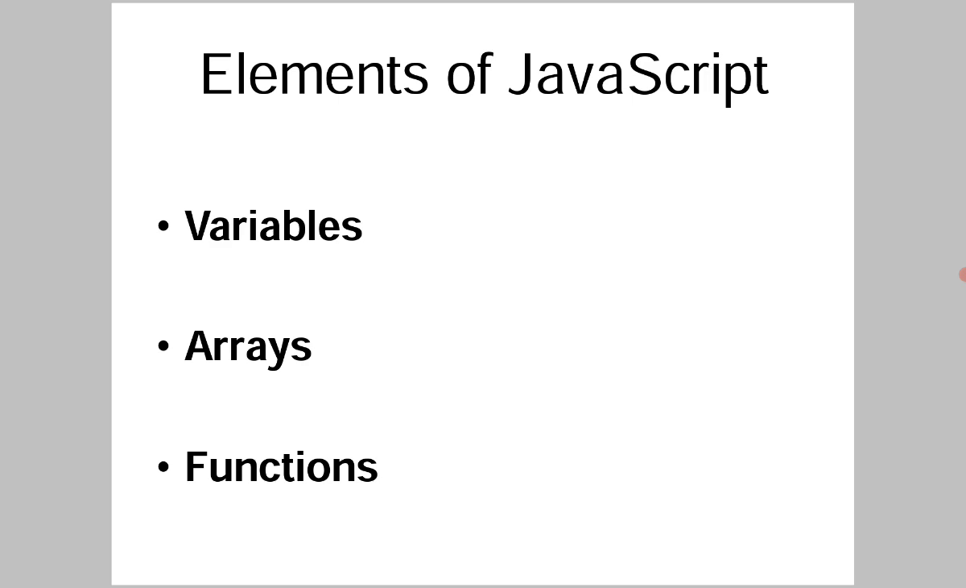So from yesterday onwards we started discussing JavaScript. Today we start from this slide, elements of JavaScript. JavaScript is a programming language or a scripting language. Today we start with variables, arrays and functions. What are variables, what are arrays and what are functions in JavaScript?